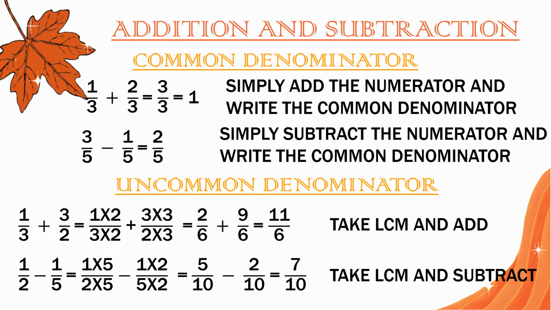1 by 2 minus 1 by 5 is equal to 1 into 5 by 2 into 5 minus 1 into 2 by 5 into 2, which is equal to 5 by 10 minus 2 by 10, which is equal to 7 by 10. Here, take the LCM and subtract.